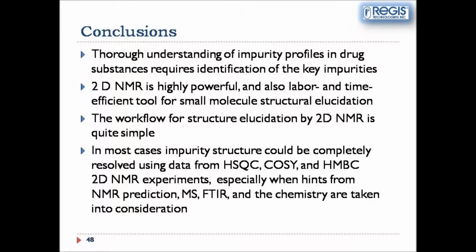In conclusion, we need to understand the impurity profiles in drug substances. And 2D NMR is a very powerful tool, which is also labor and time efficient, which allows us to do the structural elucidation. The workflow of the structural elucidation is quite simple and was demonstrated here.